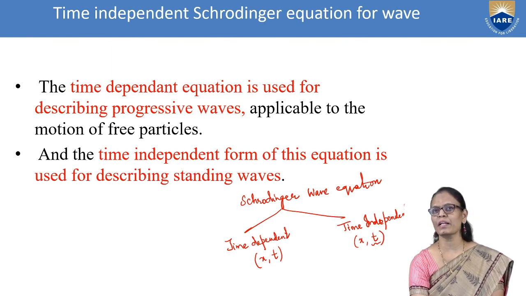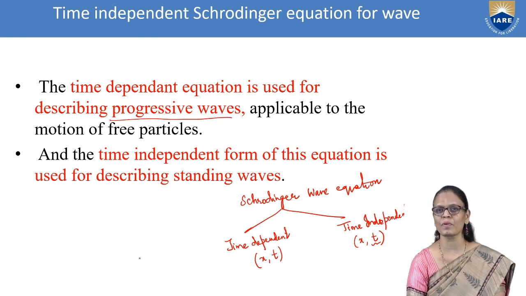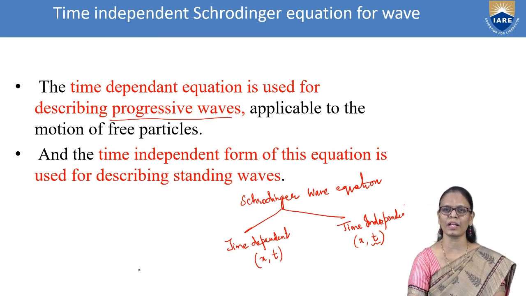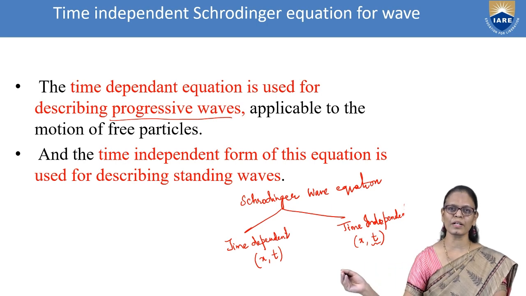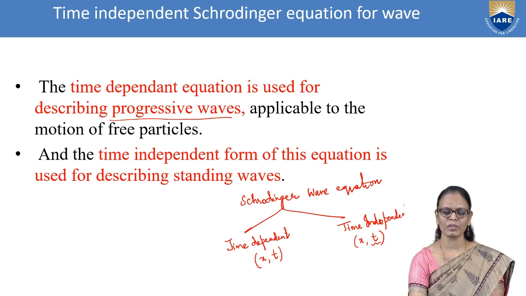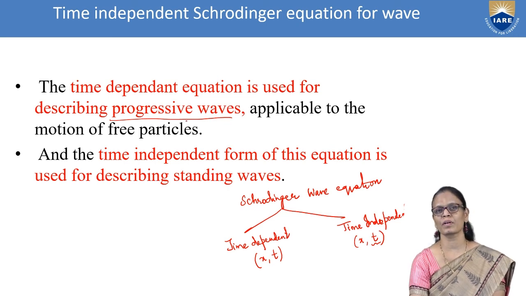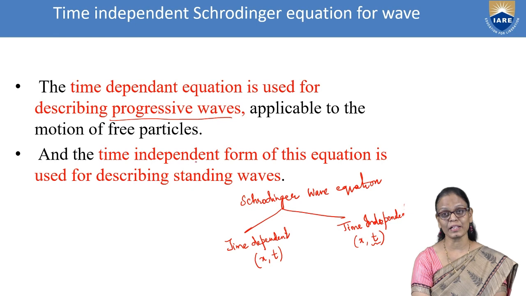So, the time-dependent equation is used whenever we are talking about progressive waves. Progressive waves are waves that travel forward into the medium and will never return back. They just propagate forward. They are called progressive waves. So we use the time-dependent equation to describe the progressive waves. And the time-independent form, where we will not consider the variation of time, we will use to describe the standing waves. What are standing waves? How are standing waves formed?